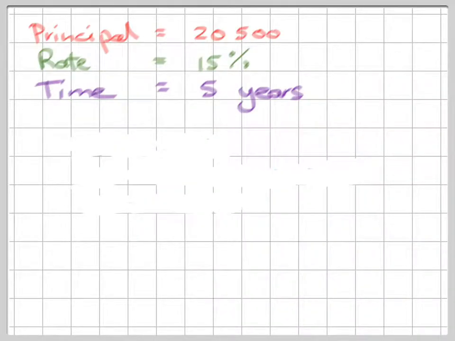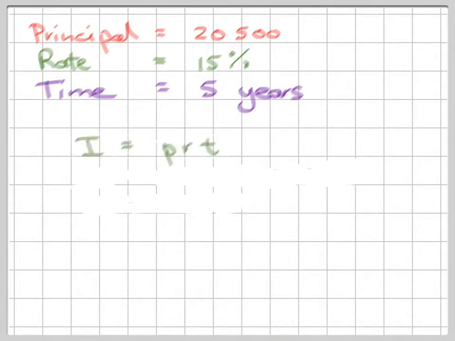Our principal amount that we're borrowing is 20,500. Our interest rate is quite high. It's 15%. And we're paying it back over 5 years, which is a long time for that small amount up there. So you're actually going to find your interest is going to be massive, simply because you are paying it over a long time and you have a high interest rate. But let's use the formula.